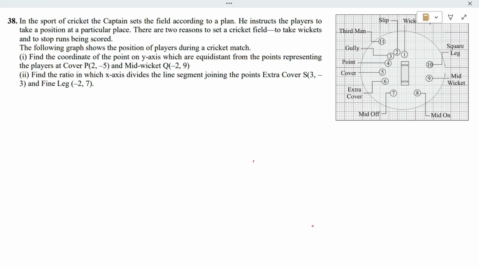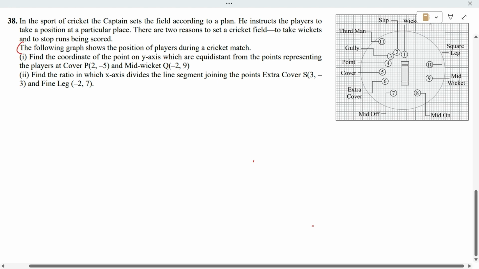Let's move on to question number 38. In the sport of cricket, the captain sets the field according to a plan. He instructs the player to take a position at a particular place. There are two reasons to set a cricket field: to take wickets and to stop runs being scored. So, up to now, there is no relevant information with respect to the sums we are going to do. The following graph shows the position of the player during the cricket match. From here it is important.